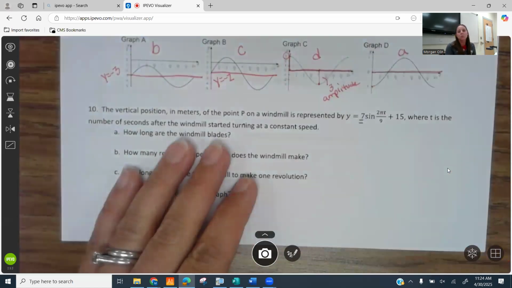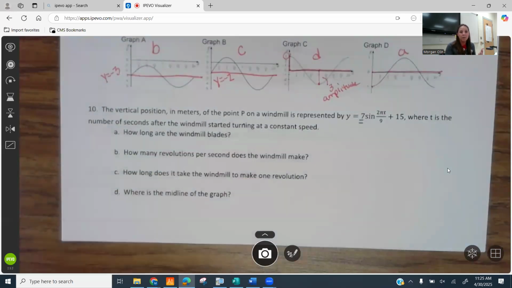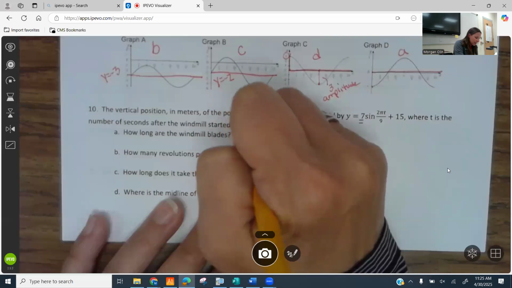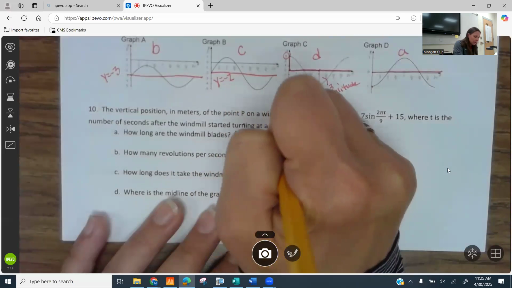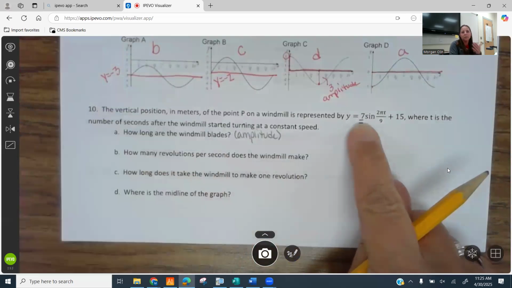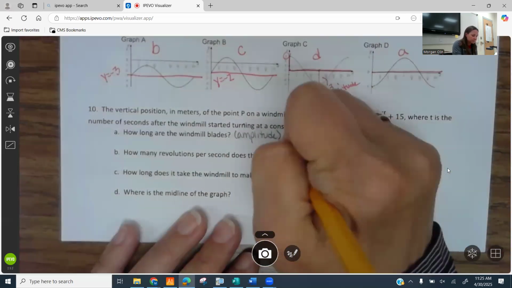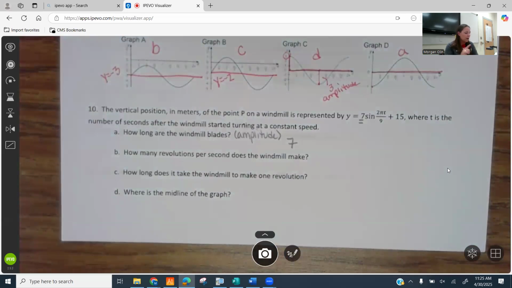Every time we've done this, the windmill blades have a length of whatever our amplitude is. So think amplitude on this. So what is our amplitude? If there was a negative on this, we would take it off, but this is going to be 7. All right. Now, how many revolutions per second does the windmill make? This can be very tricky. How many revolutions in 1 second?